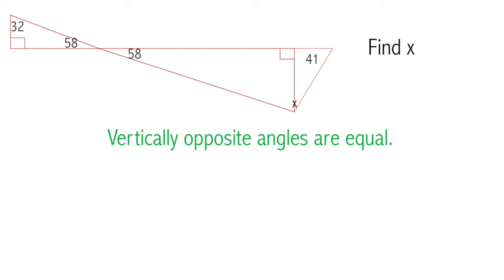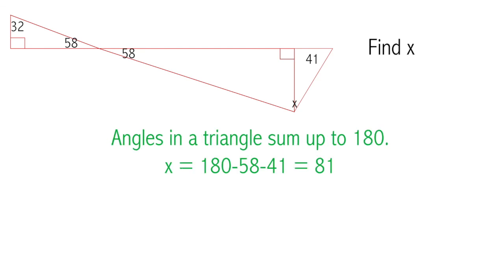Now, once we have this, we can realize we have pretty much solved the question, because once again, angles in a triangle sum up to 180, we have this as 41, this is 58. The sum of 58, 41, and x has to be 180, and therefore we find x to be 81, and we have solved the question, right?